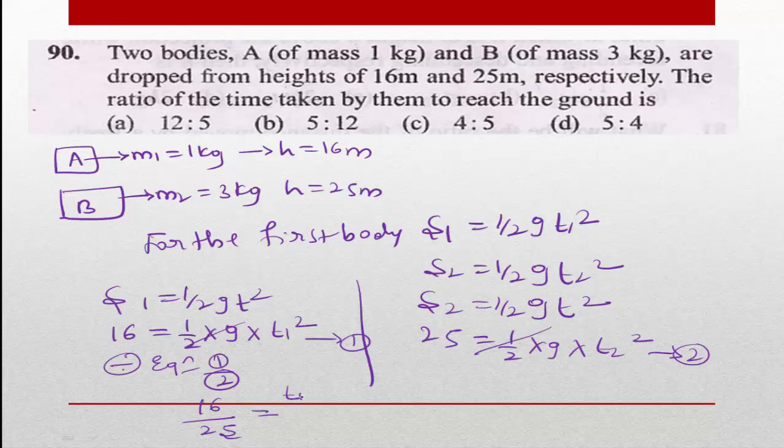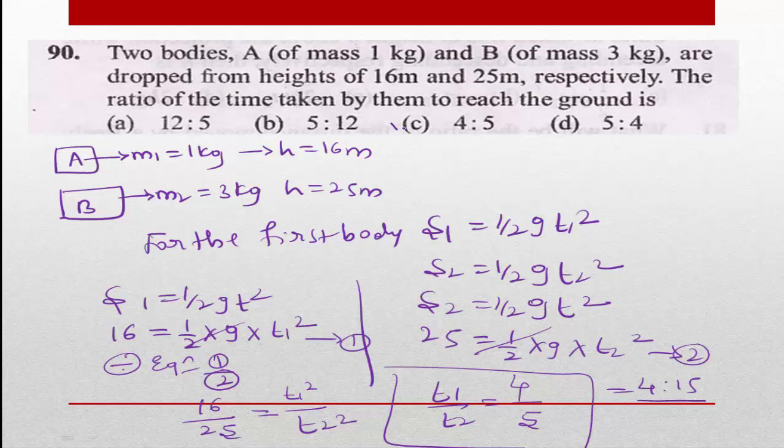We get t1 square divided by t2 square, or t1 divided by t2 is equal to 4 divided by 5. 4 into 4 is 16, 5 into 5 is 25. We get t1 by t2 is 4 divided by 5, or we can write as 4:5. Option C is the right answer for this question.